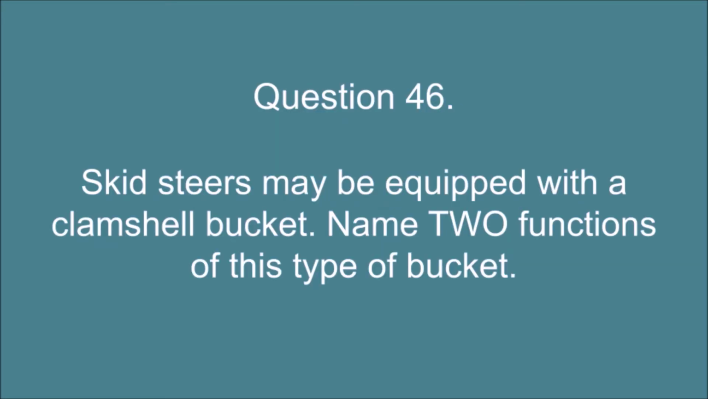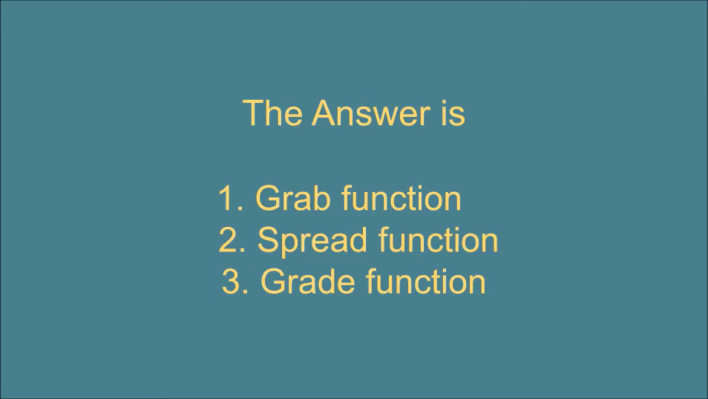Question 46. Skid steers may be equipped with a clamshell bucket. Name two functions of this type of bucket. The answer is: 1. Grab function. 2. Spread function. 3. Grade function.